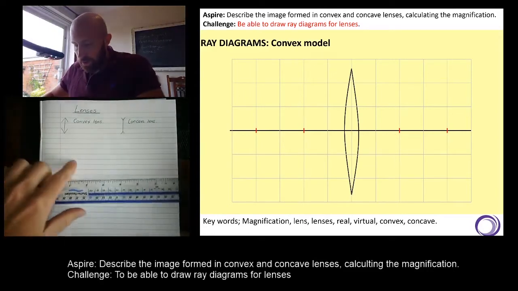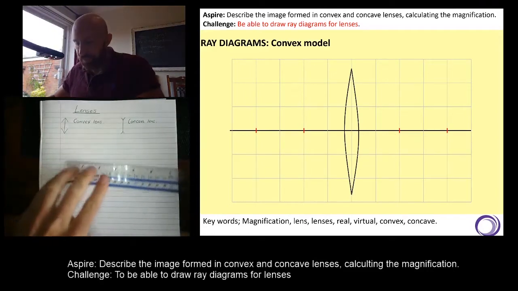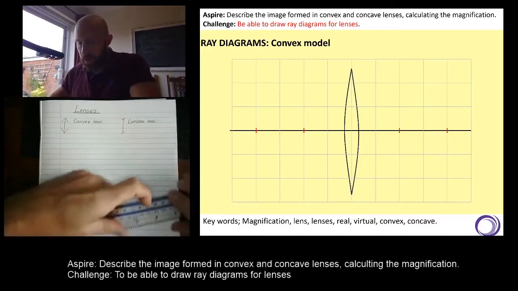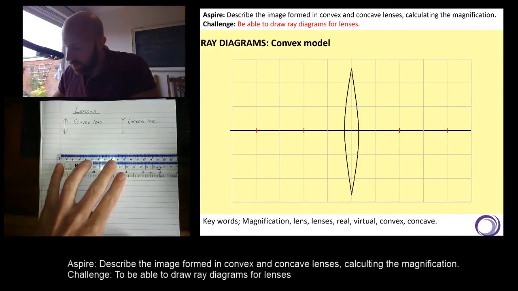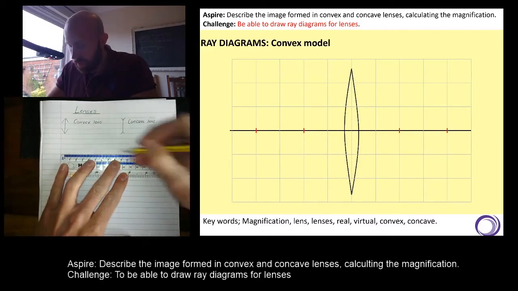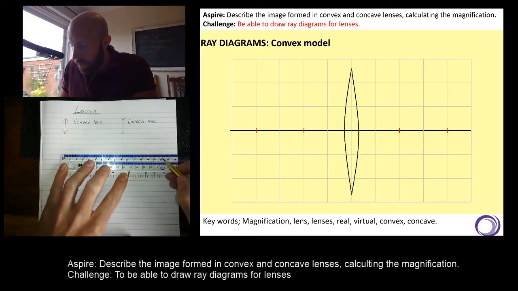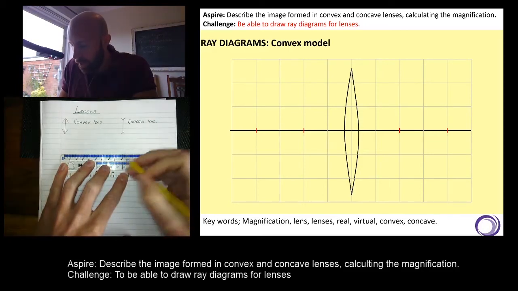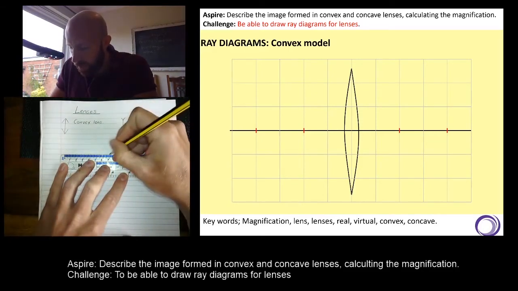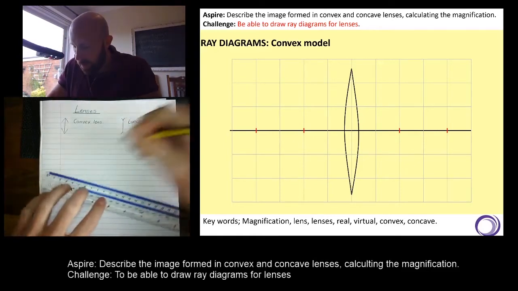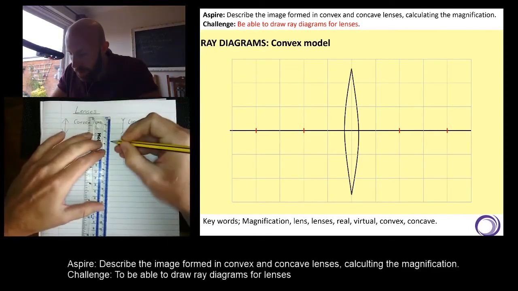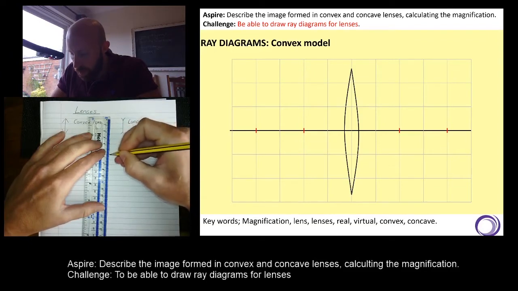So first thing I'm going to do is draw my lens. I'm going to figure out how much space I've got. So if I go from about here to about there, that's 15 centimeters. So I'm going to draw my lens exactly in the middle of that. So half of 14 is 7, and then a half to get to that 15. So I'm going to draw my lens here. I'm going to have 3 lines above and 3 lines below.